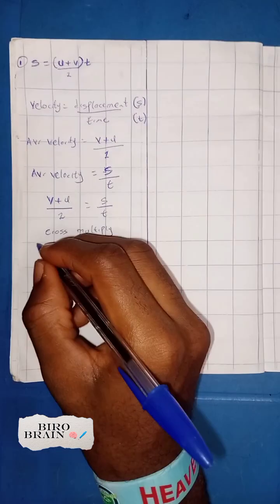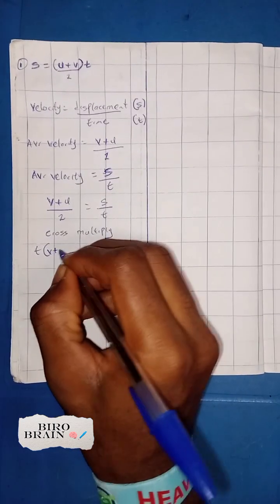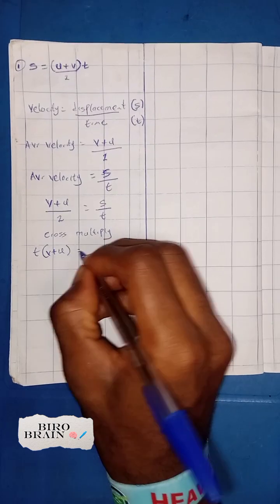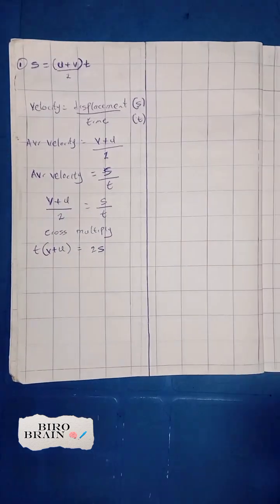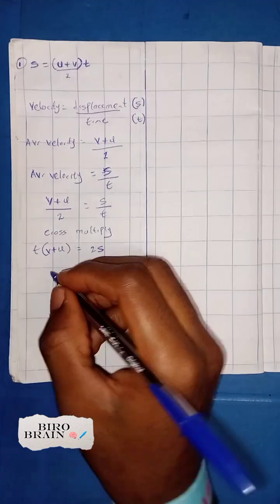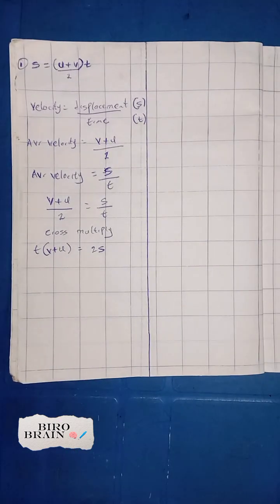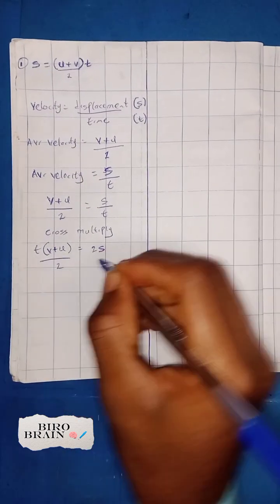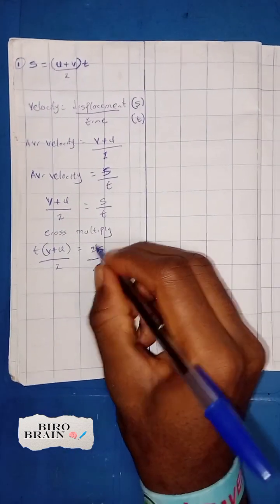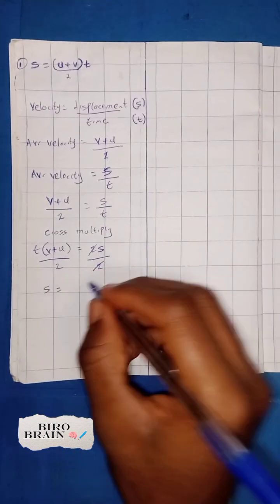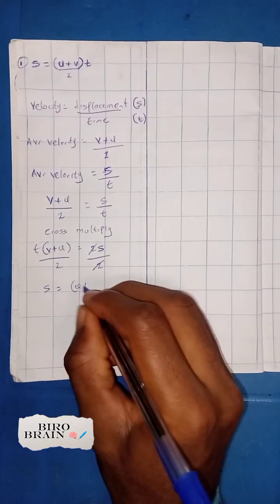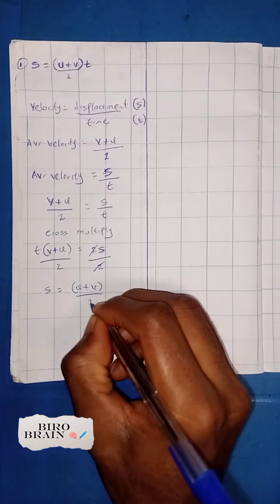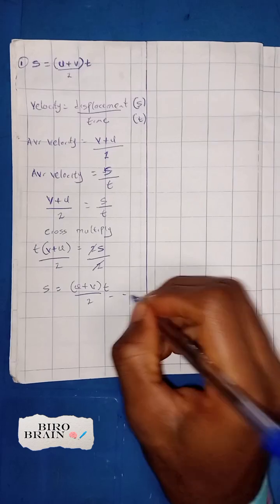When you cross multiply, you'll have t bracket v plus u is equal to 2s. Then you want to make s the subject of the formula. Making s the subject of the formula, we divide both sides by 2. So 2 cancels 2, then we're left with s equals u plus v over 2. And this is the first equation of motion.